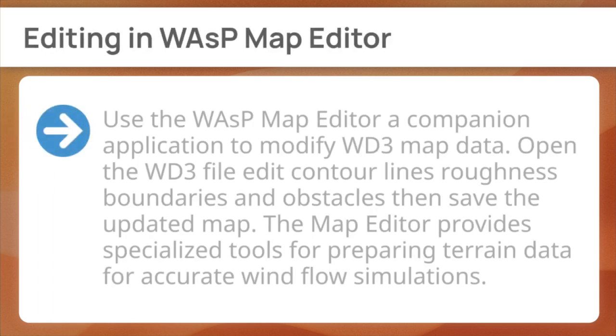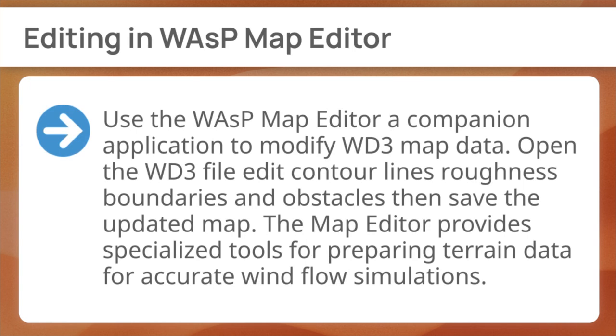Next, editing in WAsP Map Editor. Use the WAsP Map Editor, a companion application to modify WD3 map data. Open the WD3 file, edit contour lines, roughness boundaries and obstacles, then save the updated map. The map editor provides specialized tools for preparing terrain data for accurate wind flow simulations.